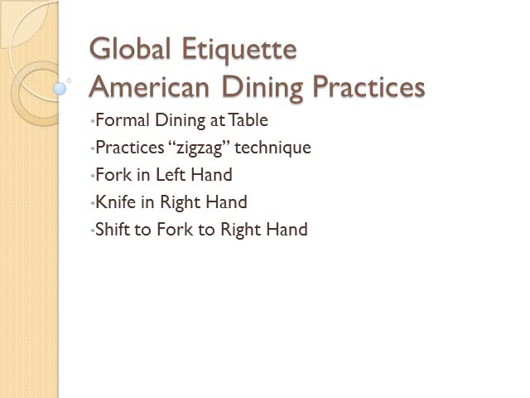Now that we've covered some nonverbal communication in the form of gesture and posture, let's move to global etiquette and dining practices. The American eating style is considered the zigzag technique. That's where the meat is cut with the knife in the right hand and the fork is placed in the left. Then the knife is placed on the plate and the fork is shifted to the right hand for eating. Let's take a look at an example.